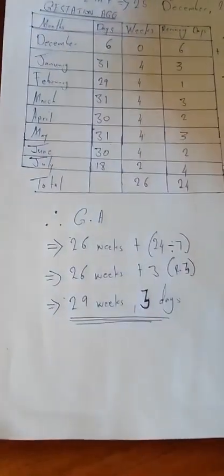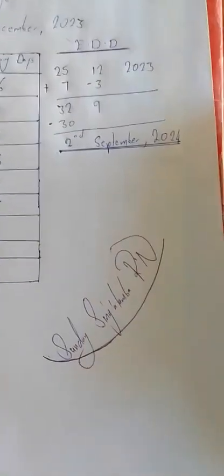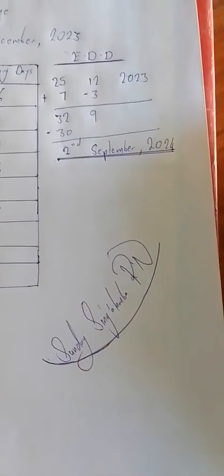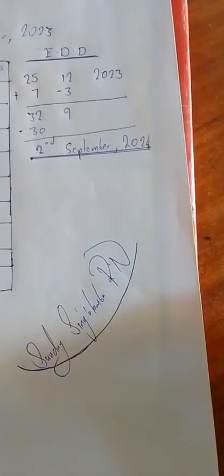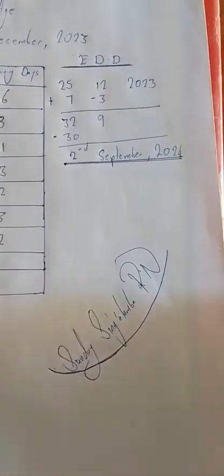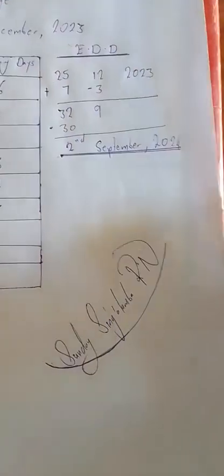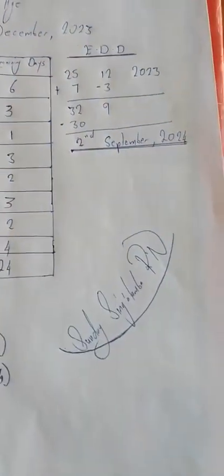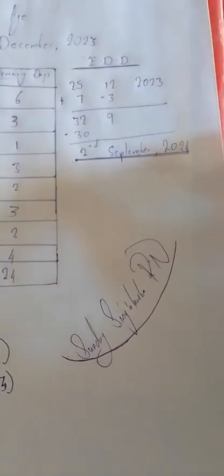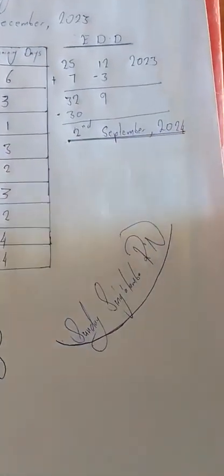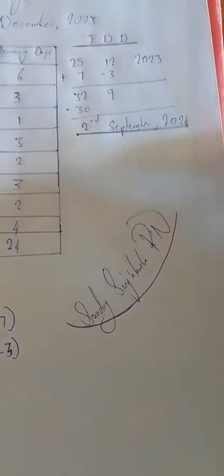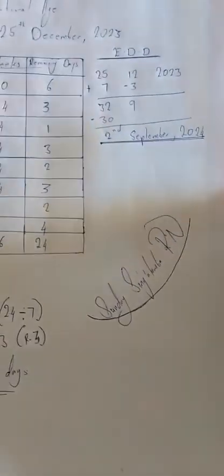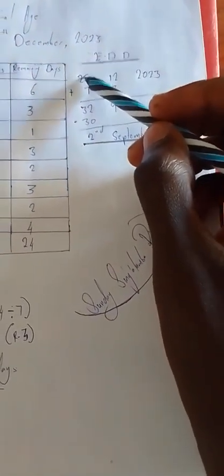Then from there, since we are done calculating the gestational age, let us now calculate the EDD. Yes, the expected date of delivery. EDD is the date that this woman is estimated to deliver. This is the day that this woman is expected to deliver. If we calculate the EDD, we also have to know the LMP. Yes, the last menstrual period.